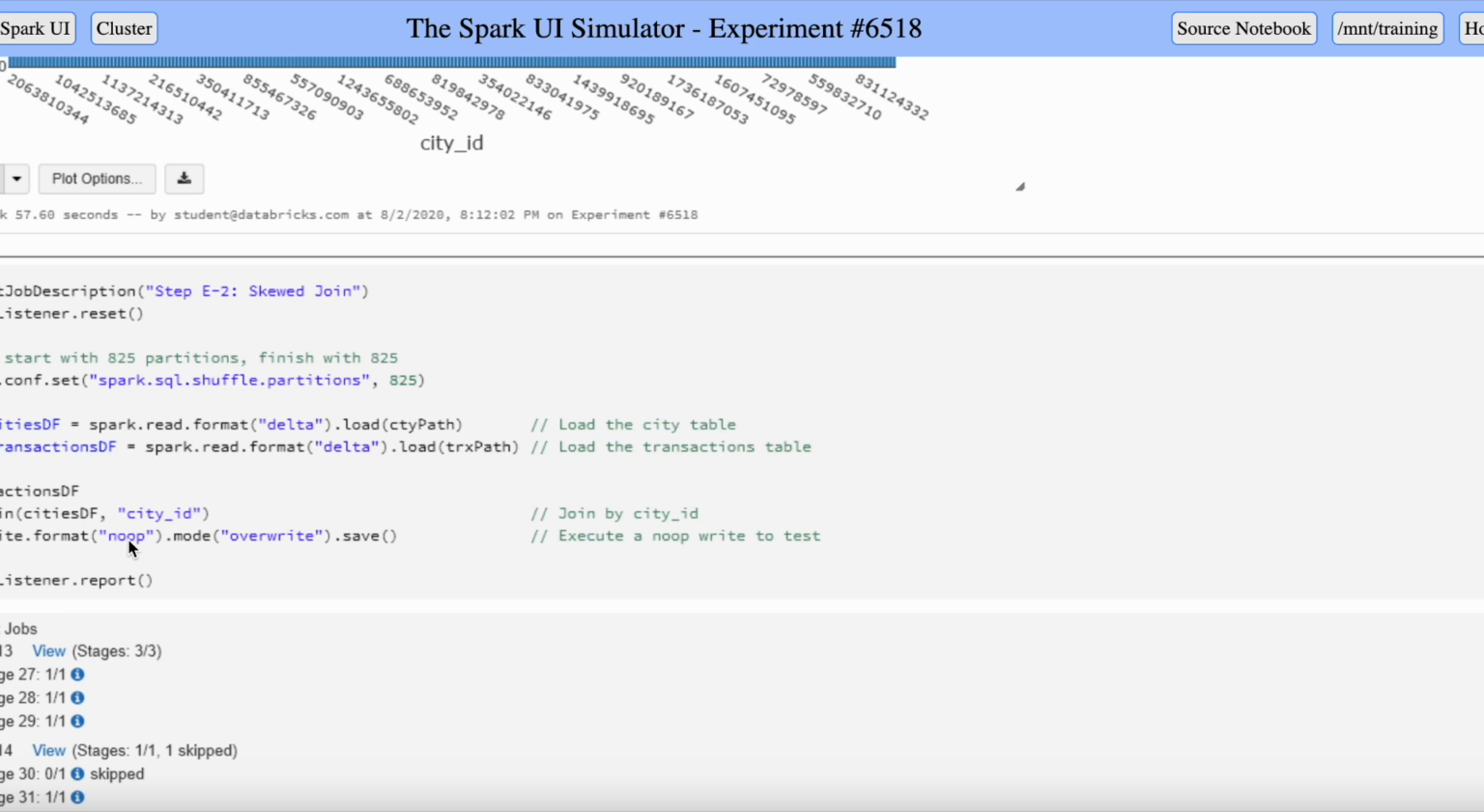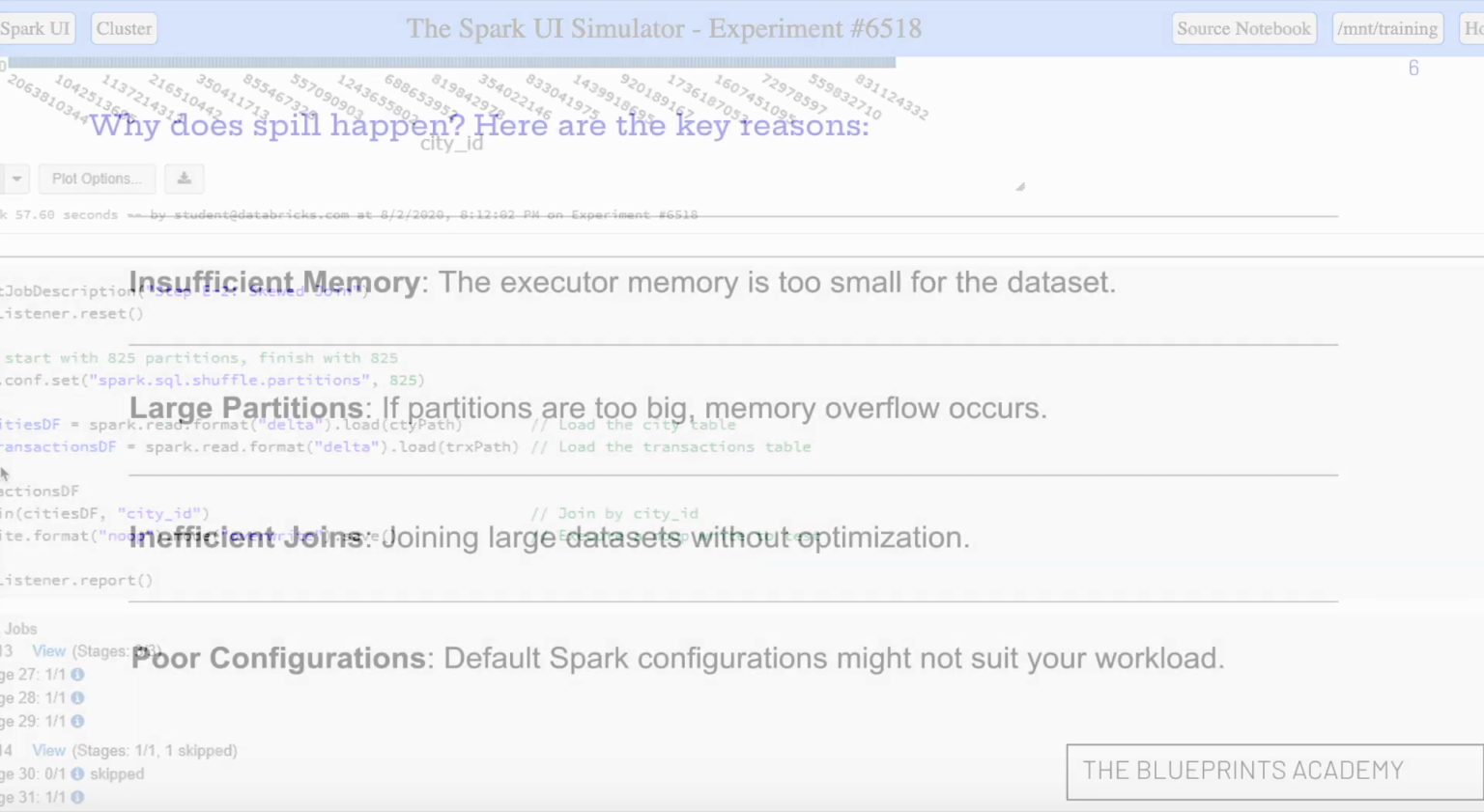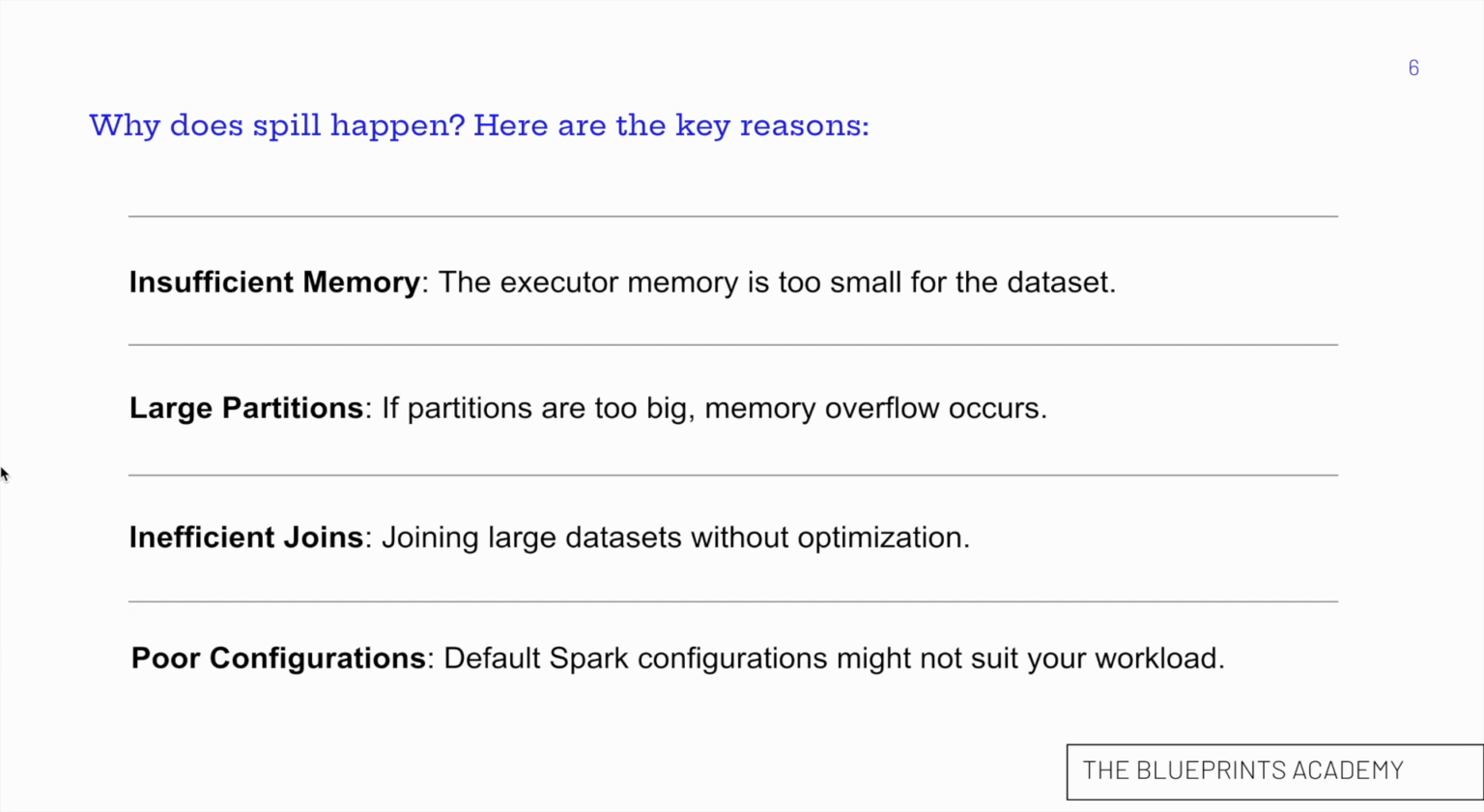I hope you understand how to get an idea of where spill is happening and how you can identify it using the Spark UI. But why does spill happen?